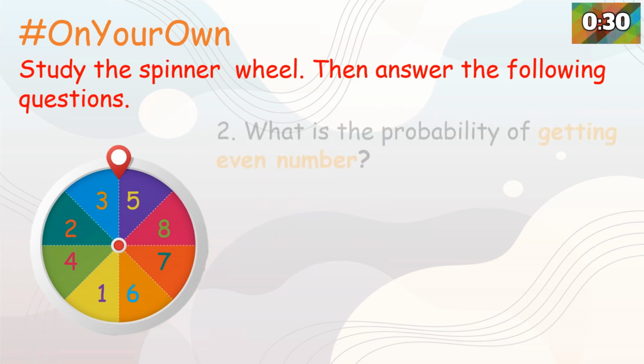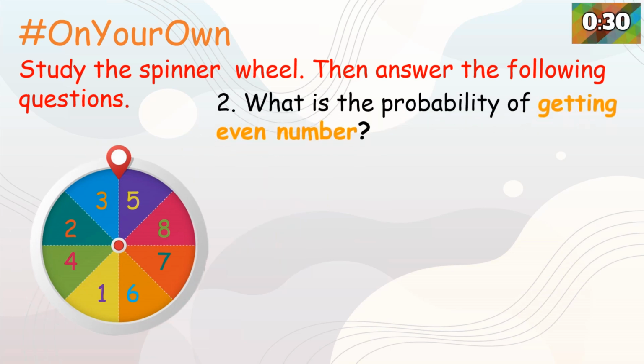For question number 2, what is the probability of getting even number? So, bibilangin po natin dyan kung alin yung even number dyan or ilan ang even number dyan. And your time start now. 30 seconds only. 30 seconds to work.